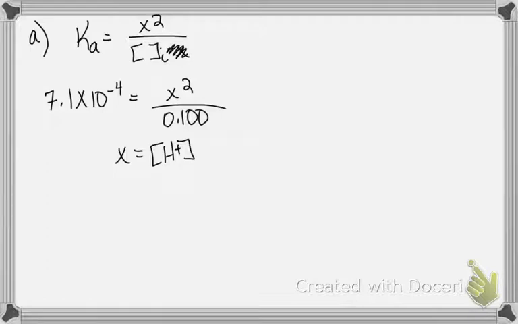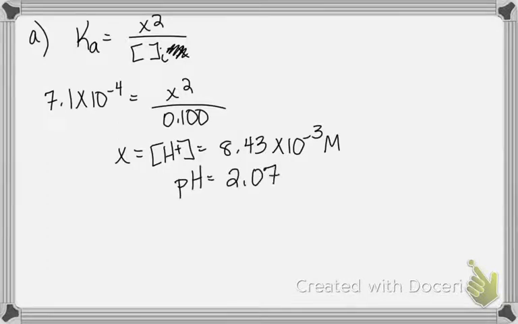So for x, I got 8.43 times 10 to the minus 3 molar. And how do I get the pH? I take the negative log of that. And the pH is 2.07. Okay? So that's a weak acid.